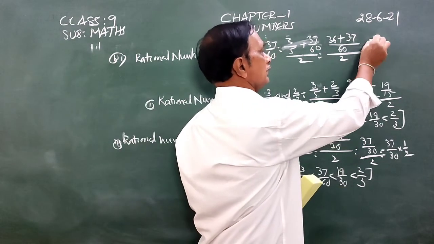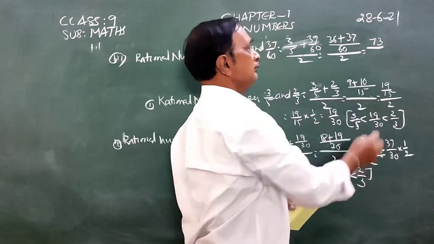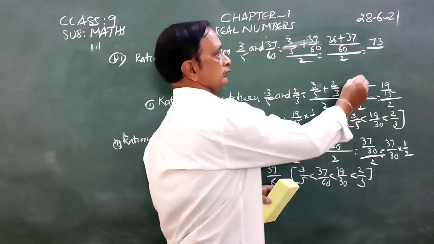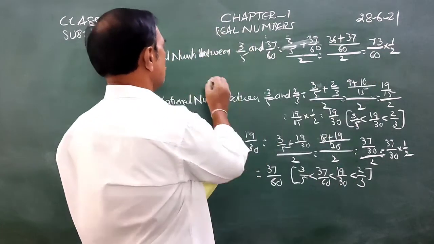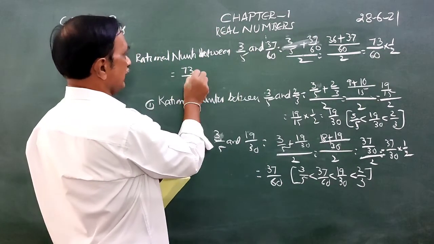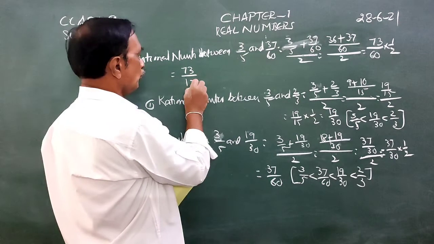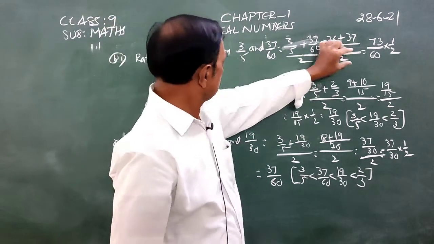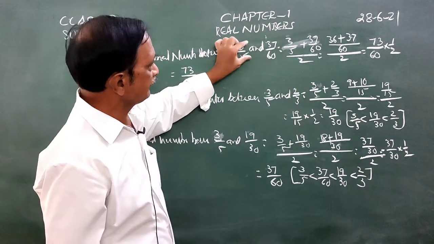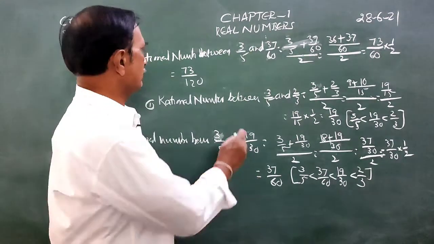Now what is our answer? 73 by 60 into 1 by 2. Now 73 by 120. So we got a rational number 73 by 120 is the value between 3 by 5 and 37 by 60.